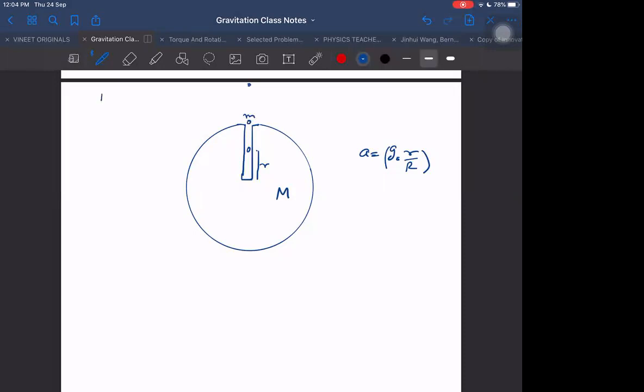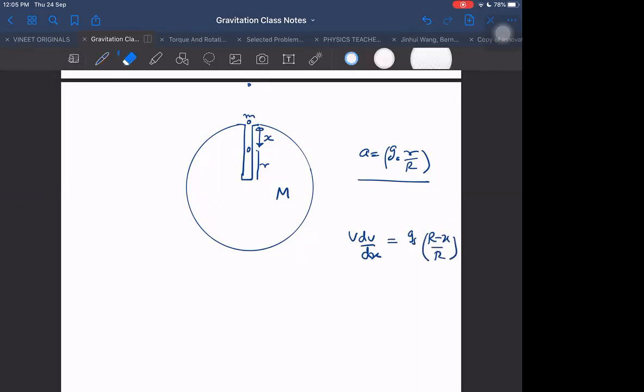We found no variation of g with depth. We know how g varies with this. Let this distance from here to here be x, the depth x. Then I can write acceleration as v dv by dx. Displacement is not r, displacement is x. v dv by dx is equal to gs into (r minus x) by r.